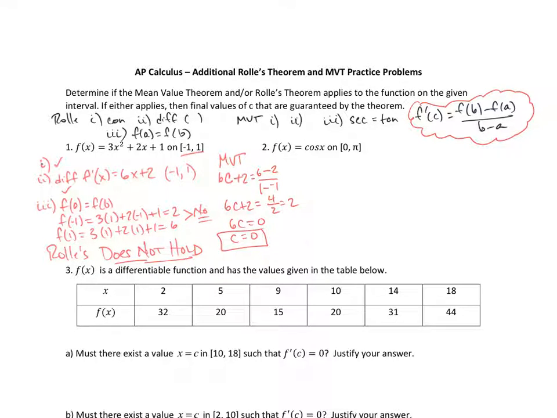Now here's the important part. You need to check if this is in the interval. Is c in that interval? Yes, it is. So I found my value for MVT that works. All right, now moving on to number 2.